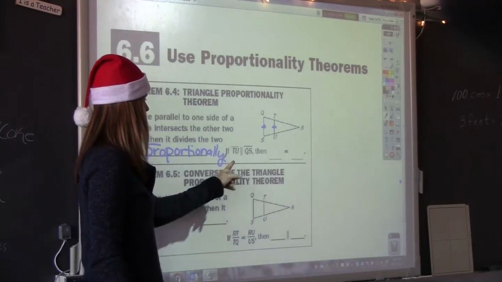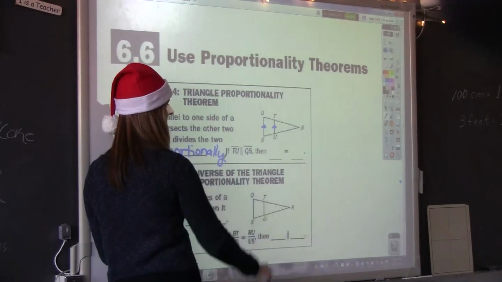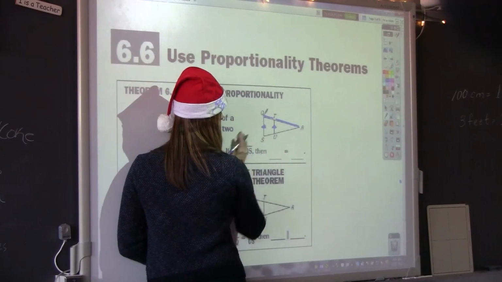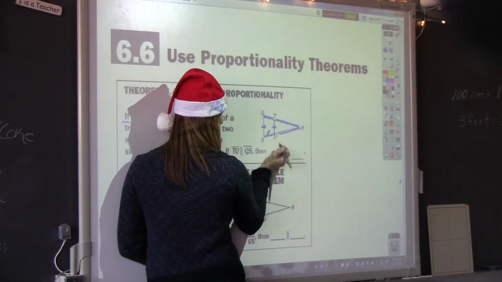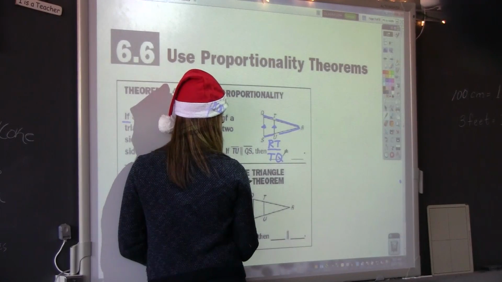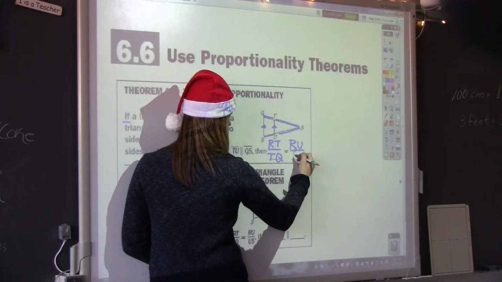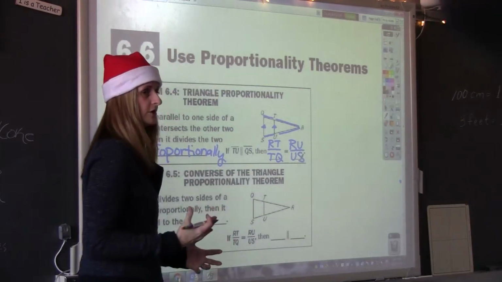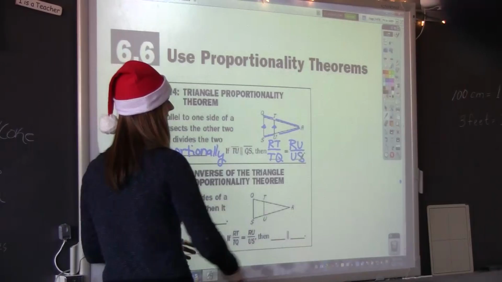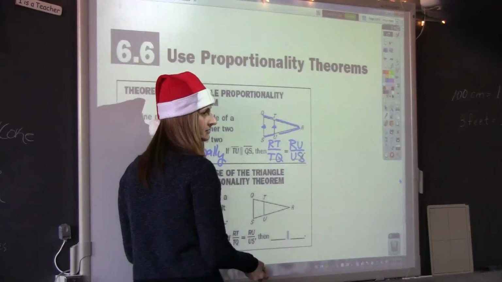Okay, so this is what it says. If TU is parallel to QS, then it breaks these sides up. RT is to TQ as RU is to US. Now, we'll talk about this in a little bit, but you guys have learned there are different ways to write proportions, and as long as you're consistent, you'll get the same answer. So if you end up putting RT over RU, that's fine as long as you put TQ over US. You get the same answers, okay?